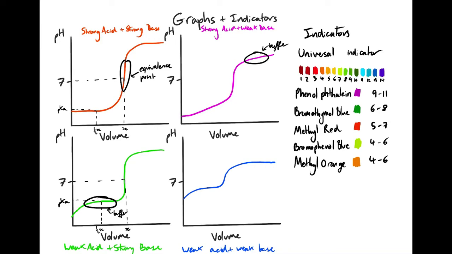Methyl red next. I couldn't work out if methyl red and methyl orange were actually the same indicator, just using different parts of the spectrum for it. But methyl red is thankfully red, and it works between 5 and 7.